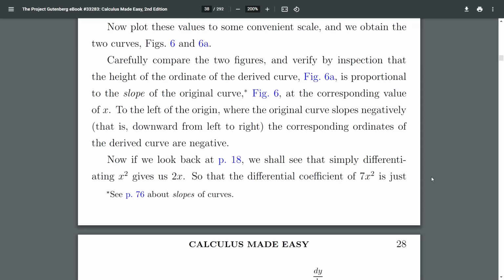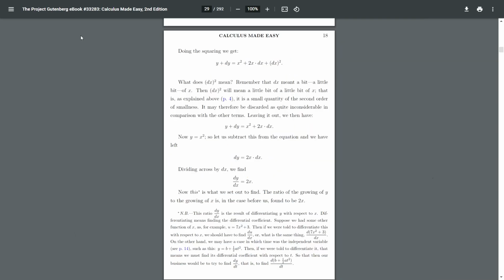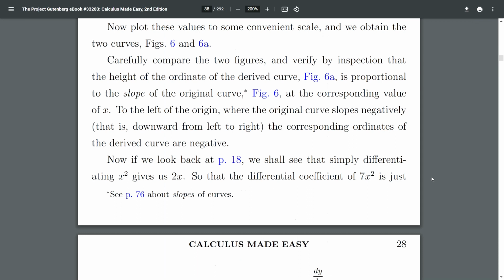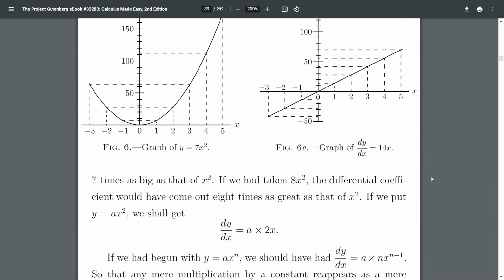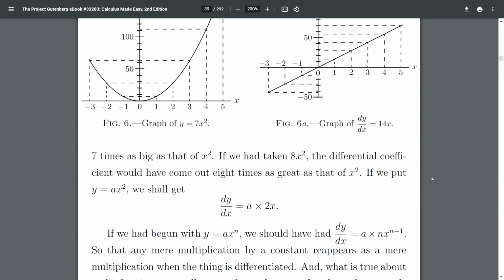Now, if we look back at page 18, we shall see that simply differentiating x squared gives us 2x, so that the differential coefficient of 7x squared is just 7 times as big as that of x squared. If we had taken 8x squared, the differential coefficient would have come out 8 times as great as that of x squared. If we put y is equal to a x squared, we shall get dy by dx is equal to a times 2x.